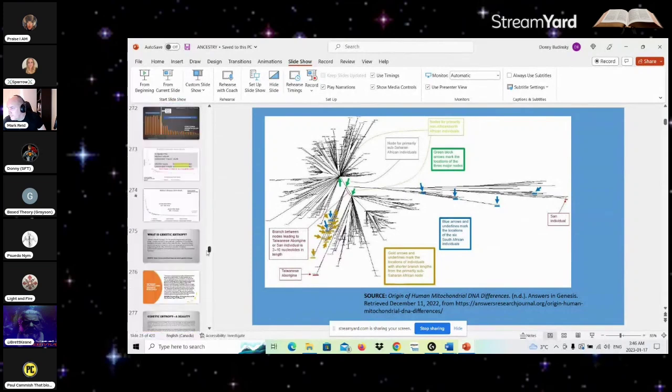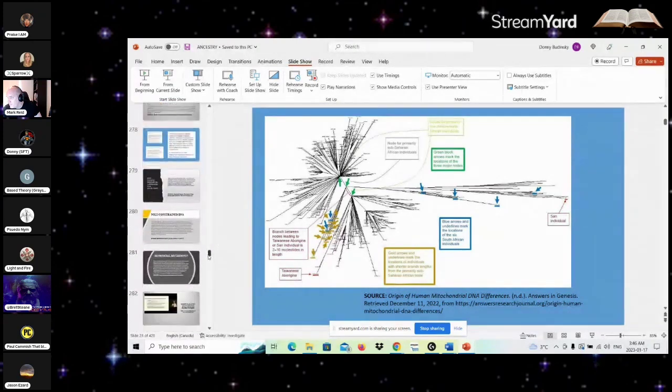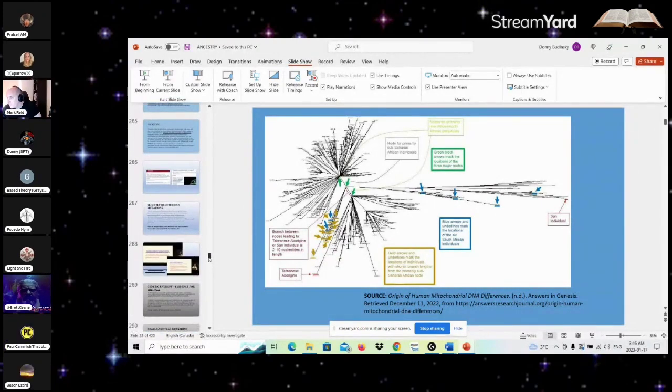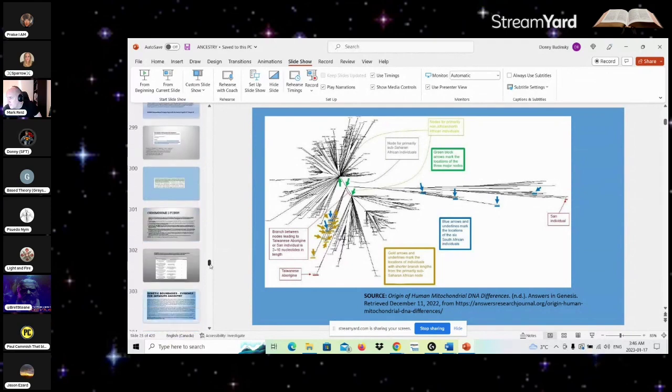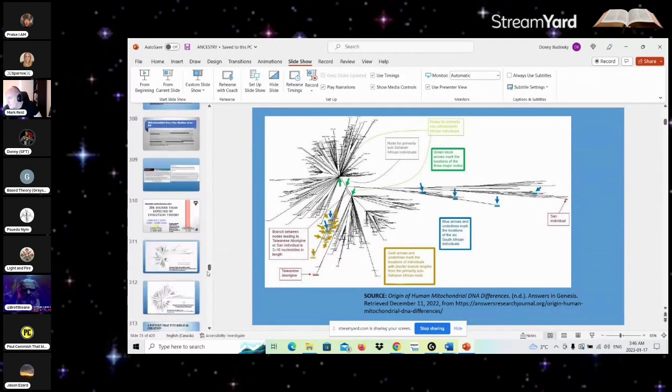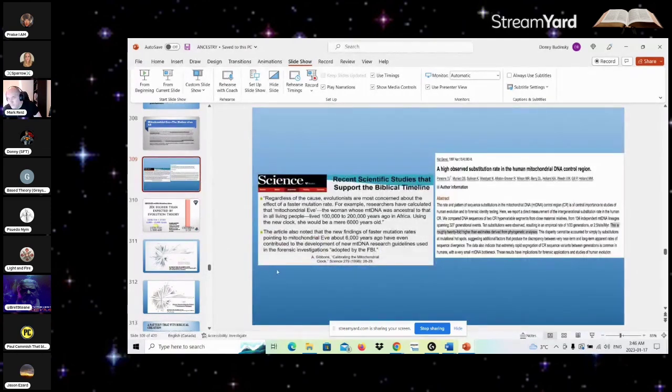So a lot of people have criticized him on that. And so where's the paper? It's right over here. And so we actually emailed him, and he's not a creationist. He's an evolutionist. And here's the paper, or at least a commentary of it. It talks about this article noting the new findings of faster mutation rates pointed to mitochondrial Eve living just 6,000 years ago. And it's resulted basically in some amazing DNA research in the FBI.